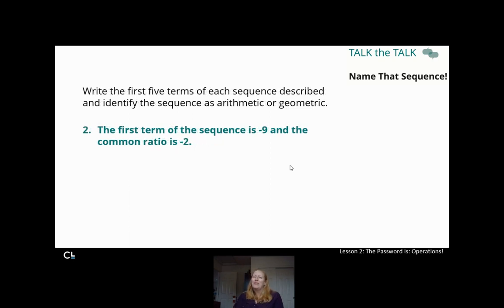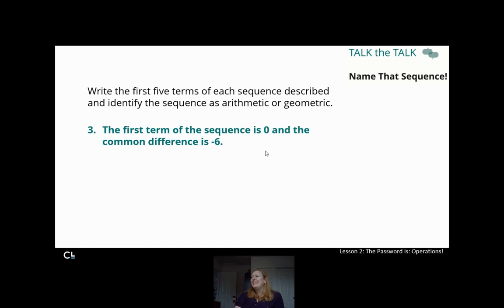Question number 2. The first term of the sequence is -9, and the common ratio is -2. So we'll start with the -9. The common ratio is -2, which means I should be multiplying. So I'm going to multiply by -2 every time. -9 times -2 gives me a positive 18, times -2 gives me -36, times -2 gives me a positive 72, times -2 gives me -144, and that's why I have a calculator. Oh my. Because I'm multiplying by -2 every time, this is definitely a geometric sequence.